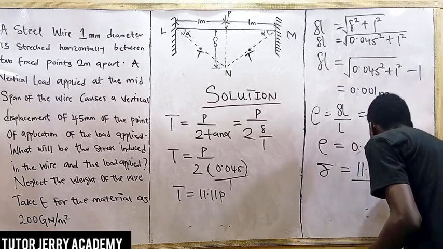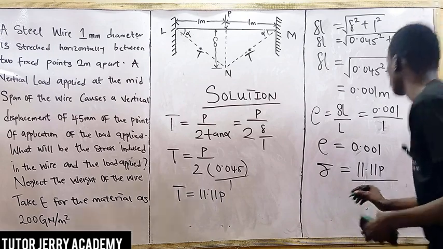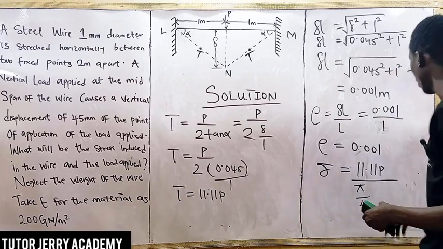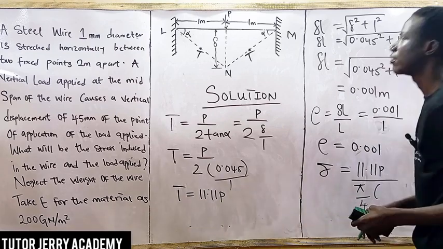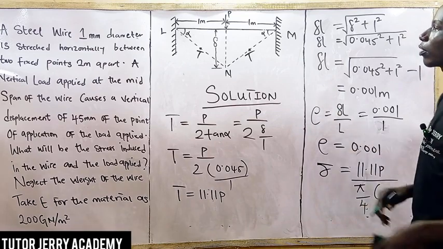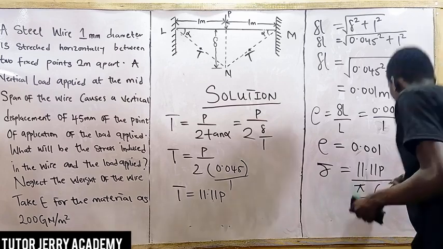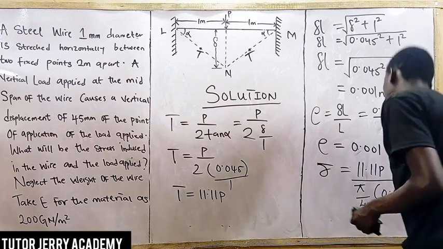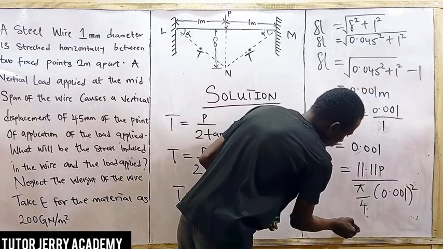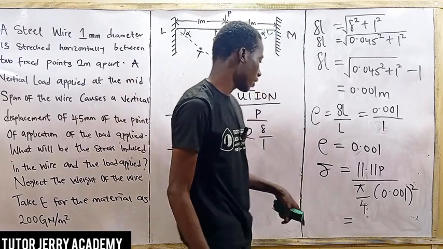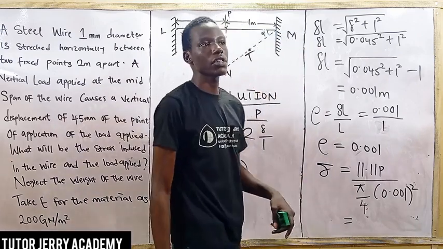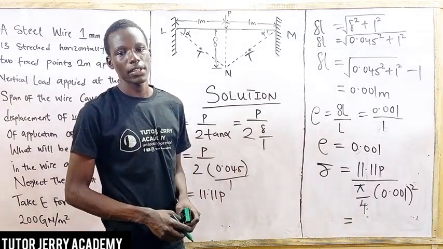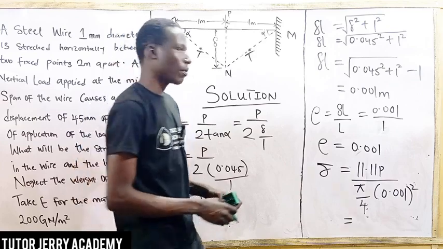So now we are going to have T, and of course T is what? 1.11 P. It will be all over our area, which will be pi by 4 into D square. Of course, our D is nothing but 1 millimeter, which we have converted to be 0.001 meters squared. So if we solve this, what will be our sigma? Of course, sigma will be nothing but 199.9 times 10 to the power of 6 Newton per meter square.